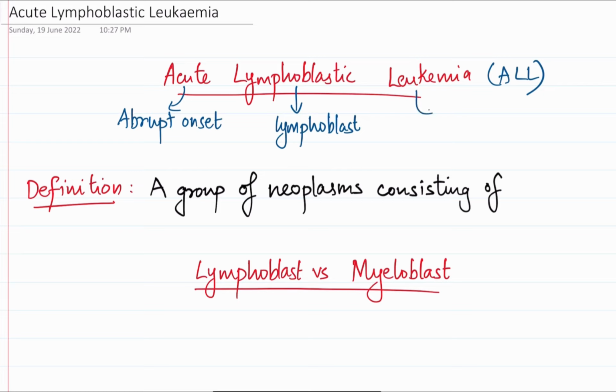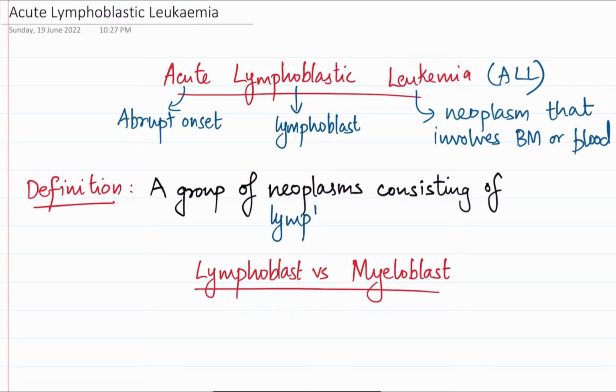And finally, the term leukemia. Leukemia involves a neoplasm that affects the bone marrow or the peripheral blood. So a neoplasm that involves the bone marrow or the peripheral blood is what we call leukemia. So that's what the term acute lymphoblastic leukemia means. Now, by definition, acute lymphoblastic leukemia is a group of neoplasms consisting of lymphoblasts.